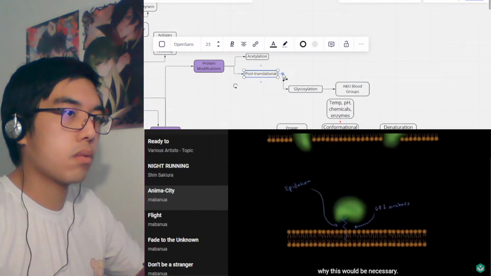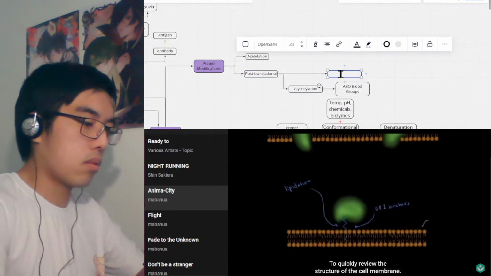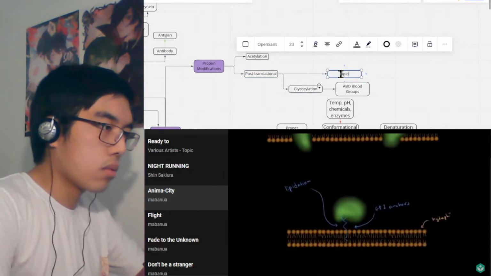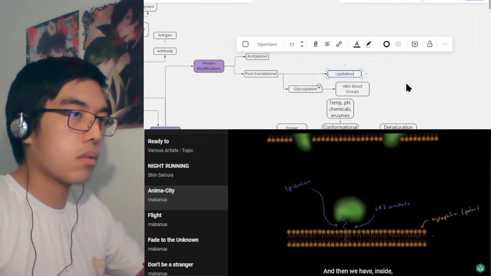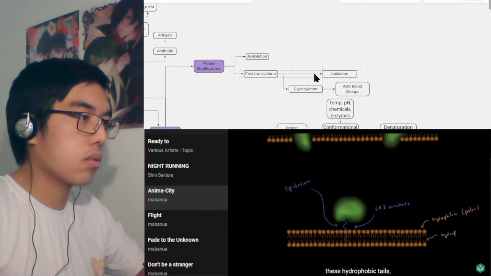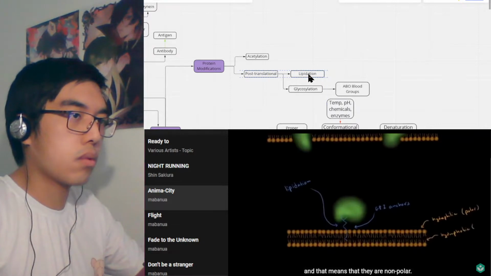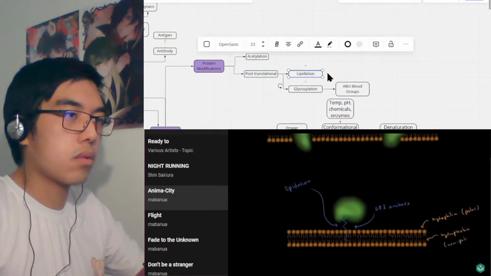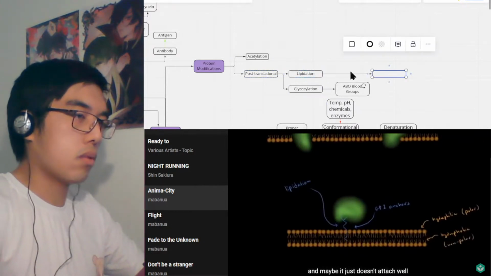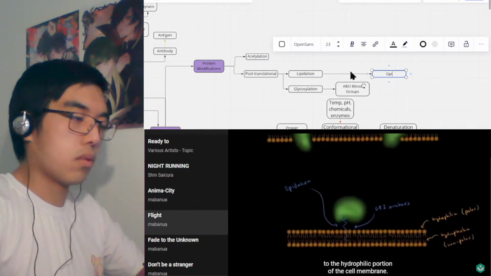Just to give you an idea of why this would be necessary, let's quickly review the structure of the cell membrane. We have these hydrophilic heads, which means that they are polar. And then inside we have these hydrophobic tails, which means that they are nonpolar. The protein has both polar and nonpolar parts on it, and maybe it just doesn't attach well to the hydrophilic portion of the cell membrane.